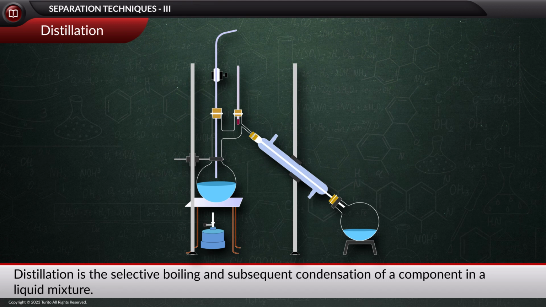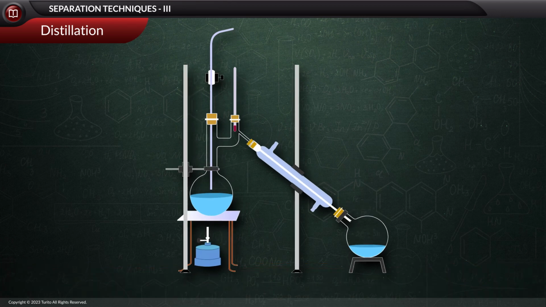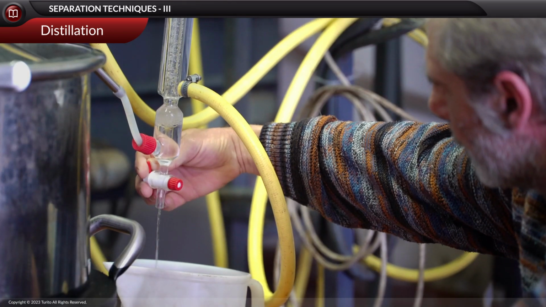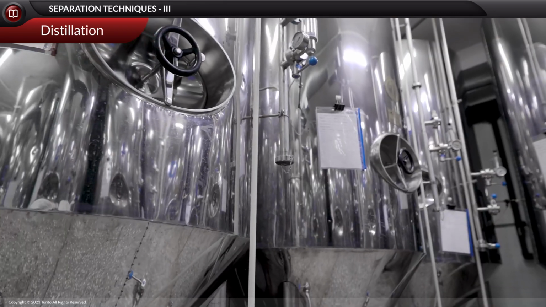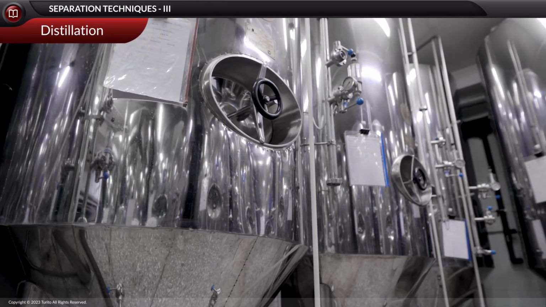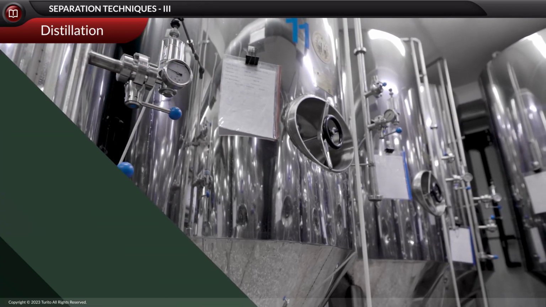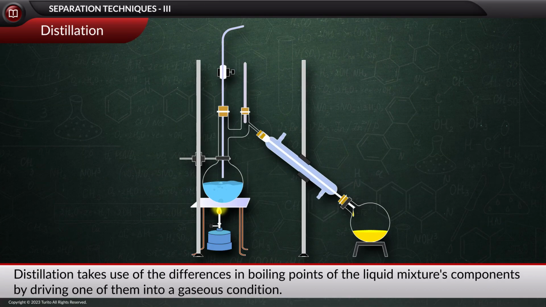Distillation is the selective boiling and subsequent condensation of a component in a liquid mixture. It's a separation technique that may be used either to boost the concentration of a certain component in a mixture or to extract almost pure components from the mixture. Distillation takes use of the differences in boiling points of the liquid mixture's components by driving one of them into a gaseous phase.